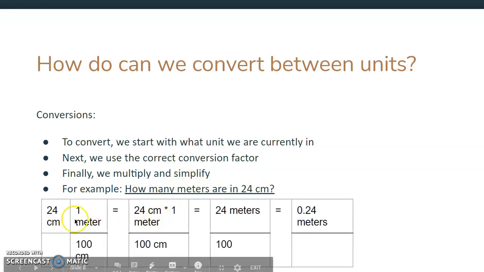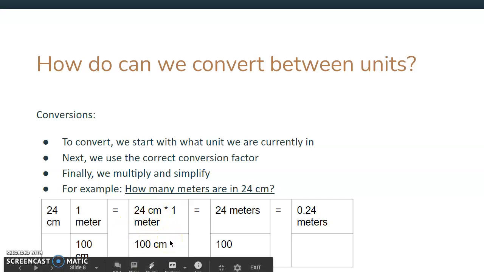So we have this here. We say 24 centimeters, and our conversion factor is, there's 100 centimeters in 1 meter. So we're really just multiplying 24 by 1, because these are different units, but they're the same amount. So the next thing we're going to do is multiply. We're going to use our conversion factor, then multiply. So we have 24 centimeters times 1 meter divided by 100 centimeters.